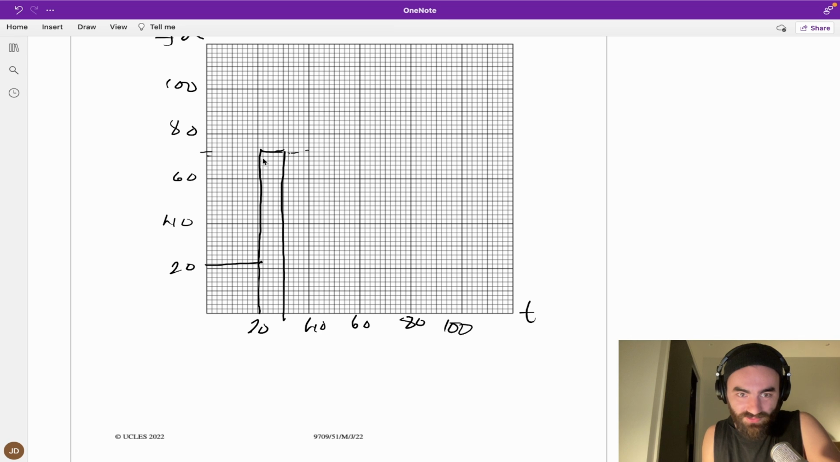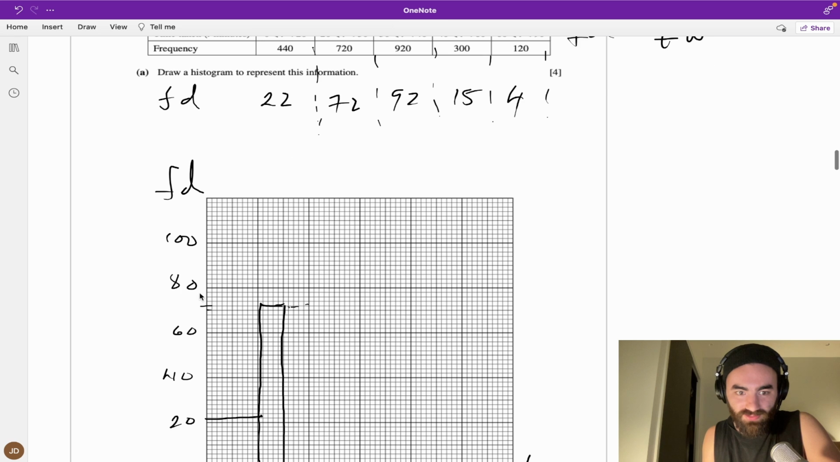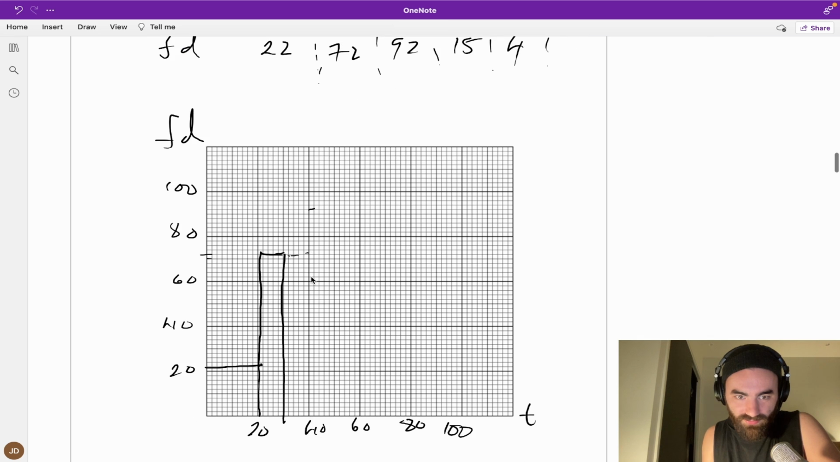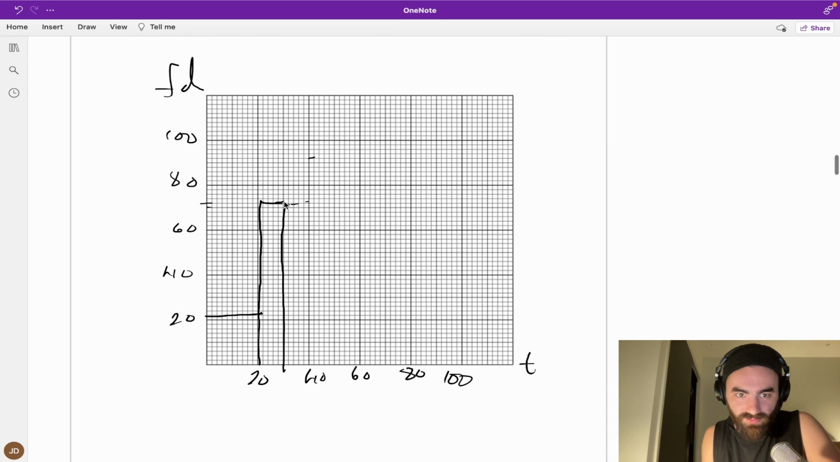Okay, that's at 72. And this is width 10, so this is the 20 to 30, and then the 92. 92 will be here, and this is from 30 to 40. So this is the 92.